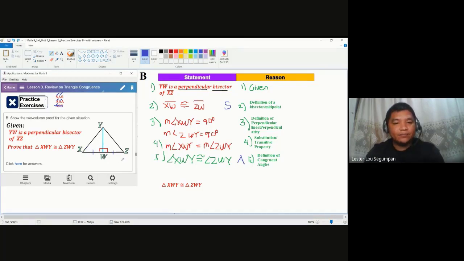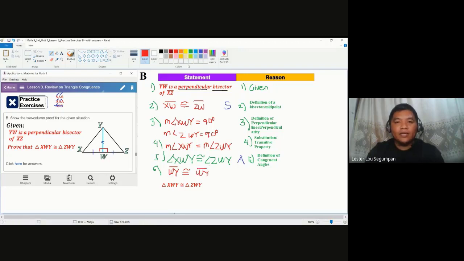So if ASA may not be possible, let's look at SAS. SAS, okay, because these are included parts. So this side here and this side is a part of triangle XWY and a part also of triangle ZWY. The same segment is part of both. In this case, we could actually use this number 6. Sorry, I wasn't able to make this red. Segment WY is congruent to WY.